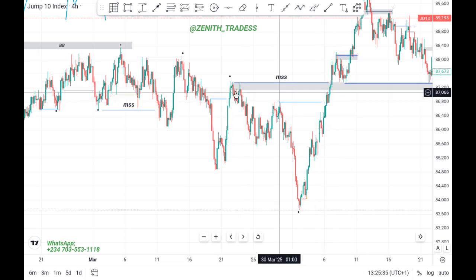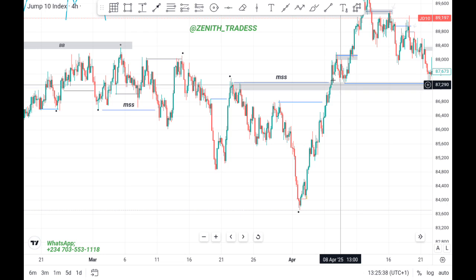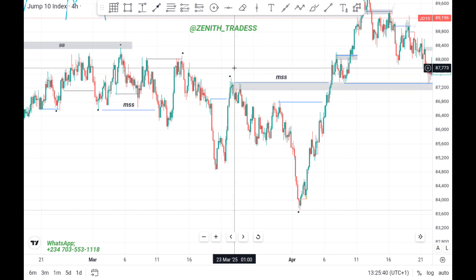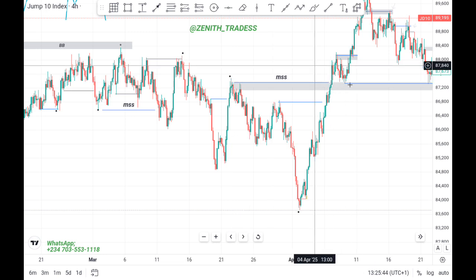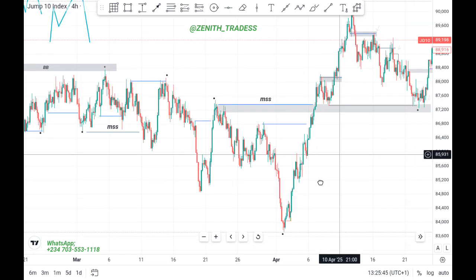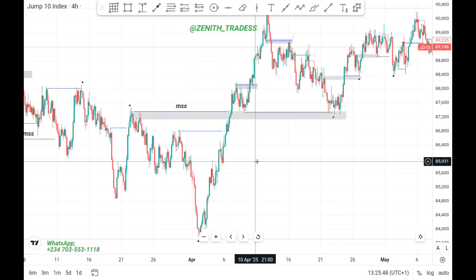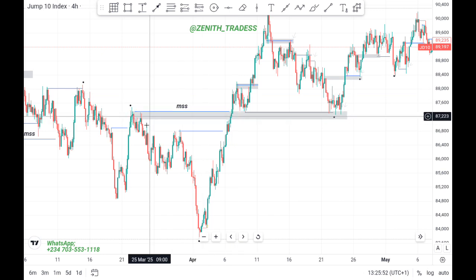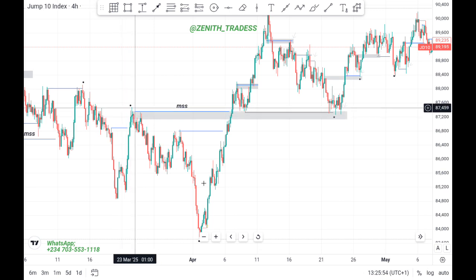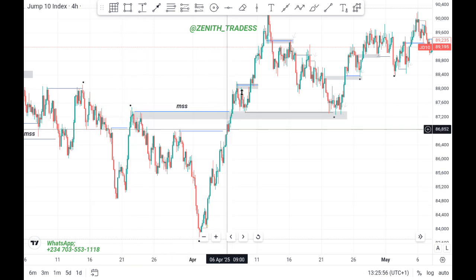And once it breaks this other block, that means this is the last high price was supposed to respect, and it didn't respect it. That creates a market structure shift. And you see, as you create a market structure shift, it creates a breaker block. This block that was invalidated is from a previous trend, now a new trend.